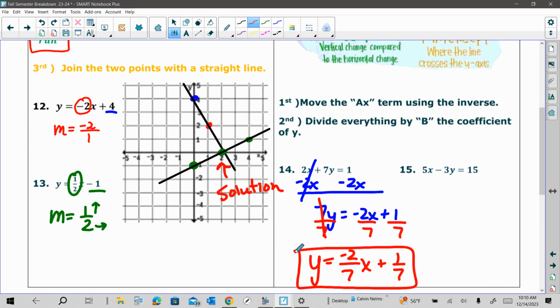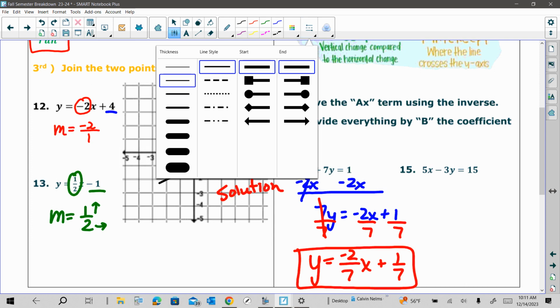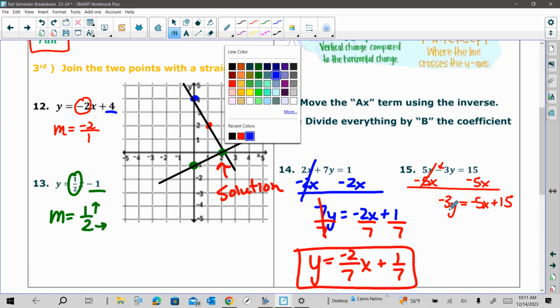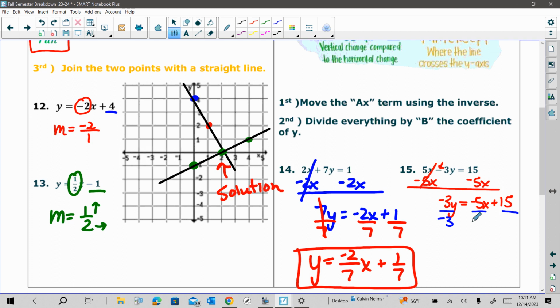And most of you can do the graphing. I'm not going to specify what method, but you have to be able to get to the slope-intercept form to graph. So here on 15, you would minus 5x first. Don't forget your sign. So this is negative 3y equals negative 5x plus 15. And then you would have to divide everything by a negative 3. So y equals a positive 5/3 x minus 5.